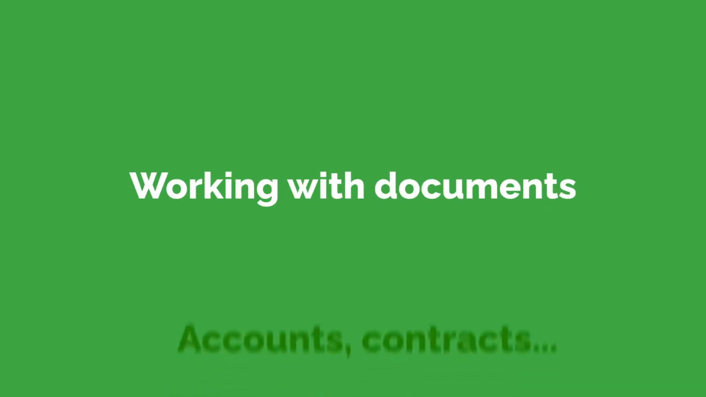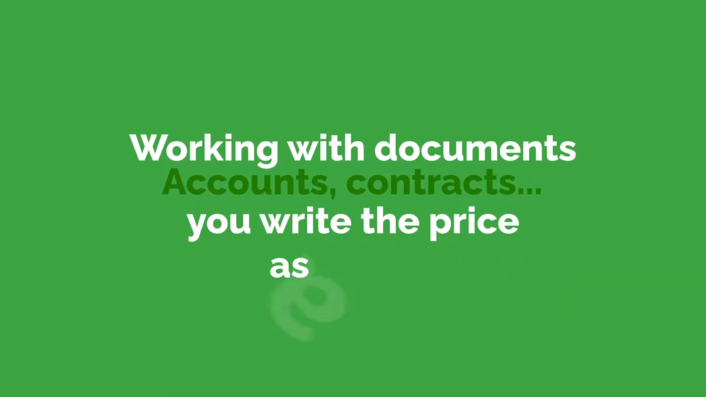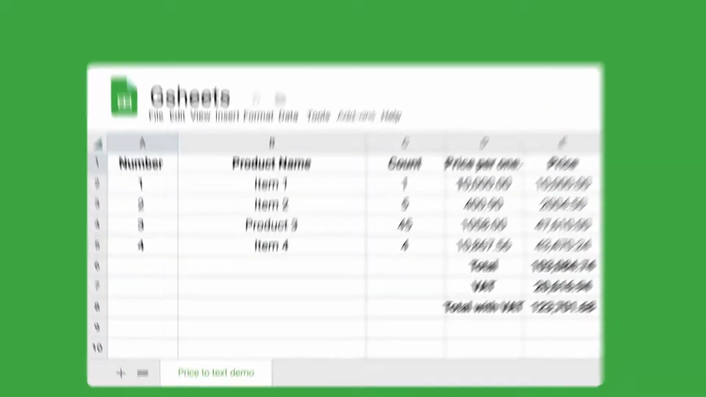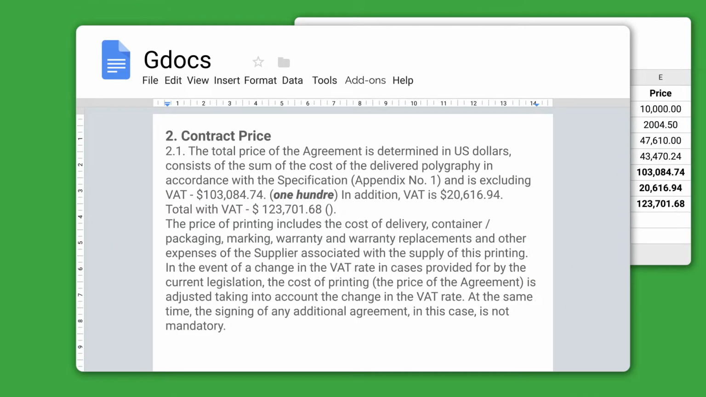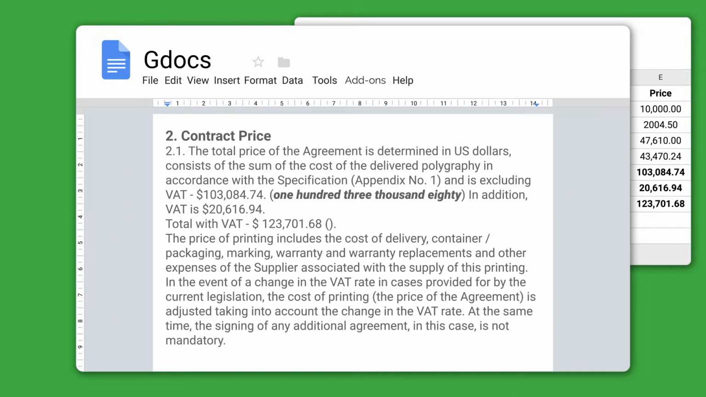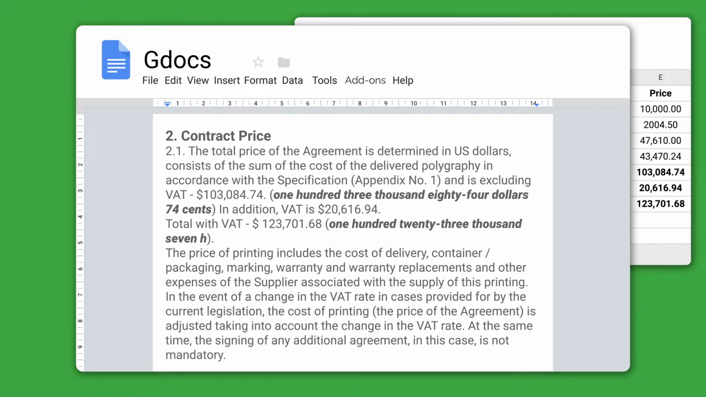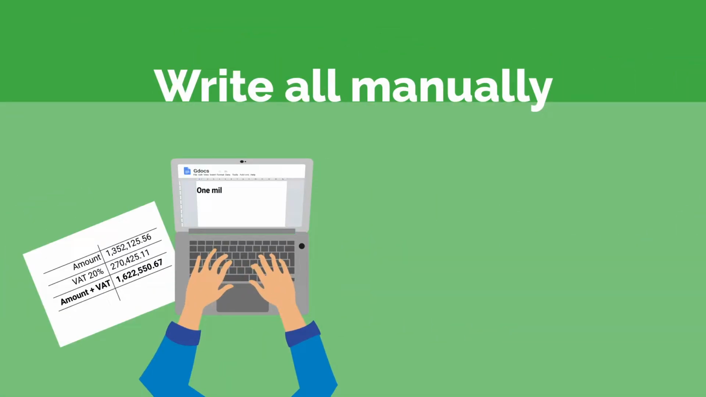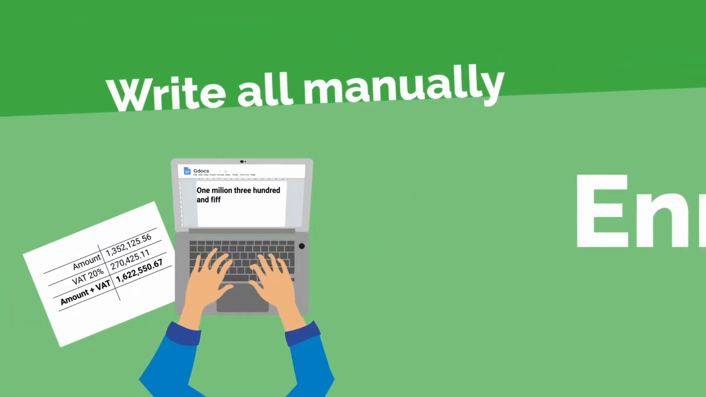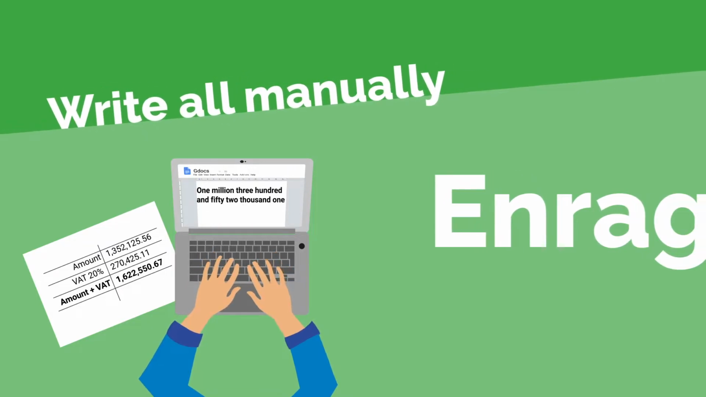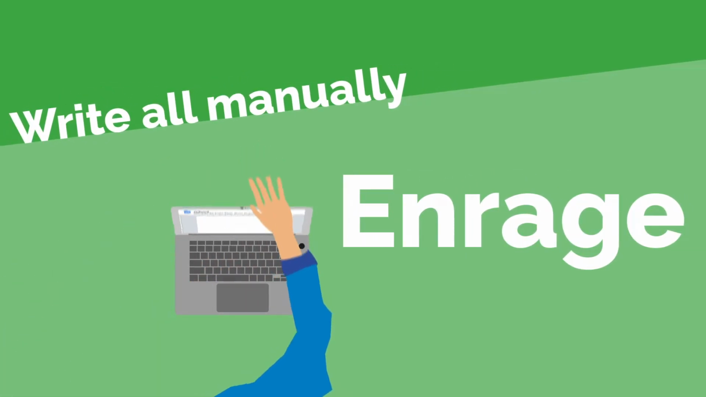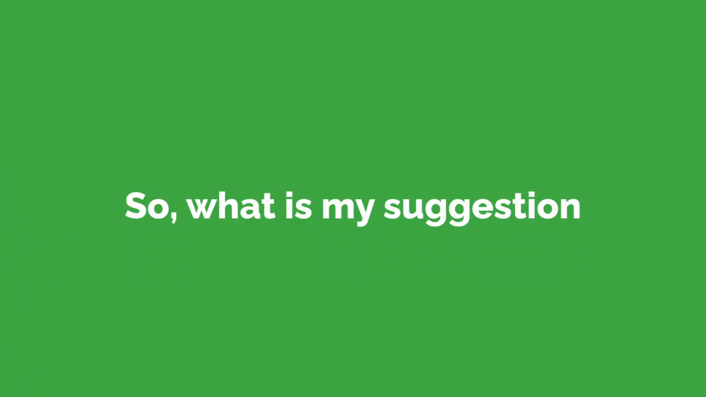When working with documents, you are still manually writing text interpretations of a price. Looking at one document and writing text into another, you spend too much time and can make mistakes. And this manual rewriting process, if you do it many times in a day, can be enraging. So what is another way?